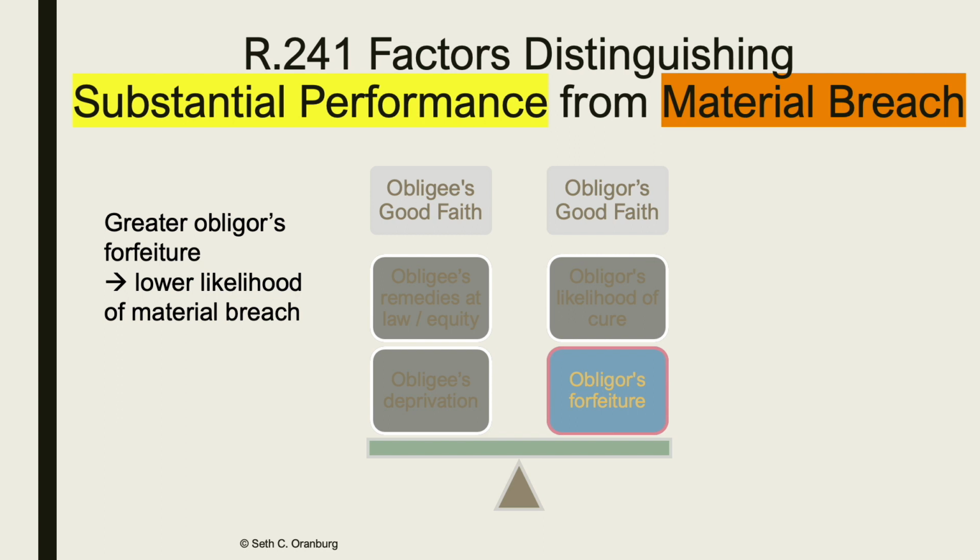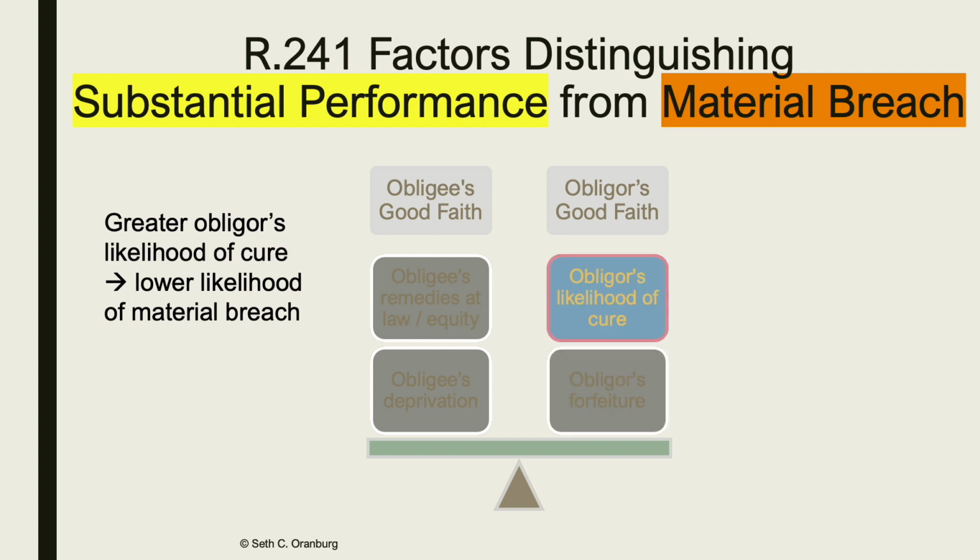So, the greater the extent of the obligor's forfeiture, the lower the likelihood of a court finding that there has been a material breach. The fourth factor in distinguishing substantial performance from material breach is the obligor's likelihood of cure. In other words, how certain or uncertain are we that the breaching party is going to fix their defective performance and raise it from the level of material breach to substantial performance?